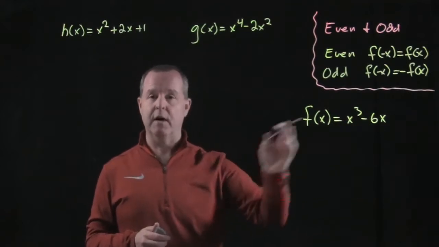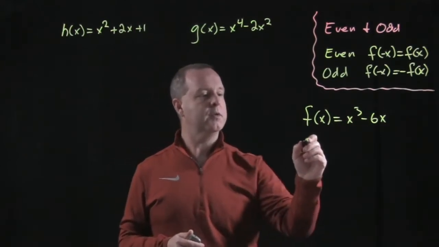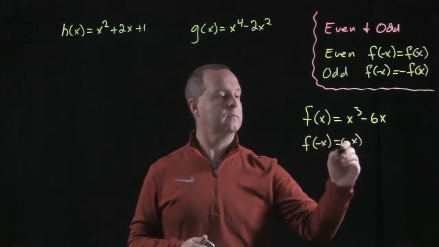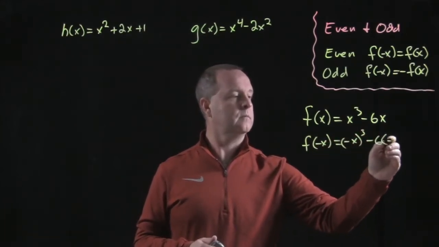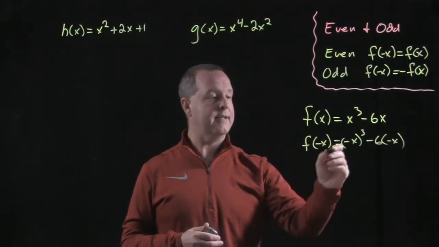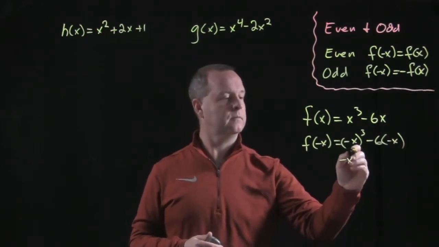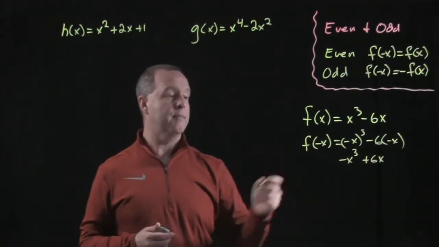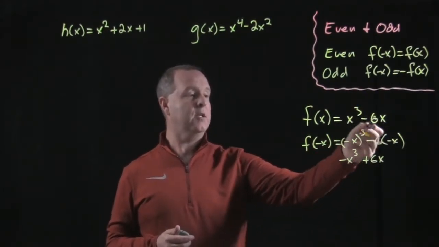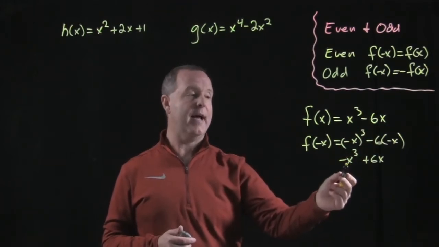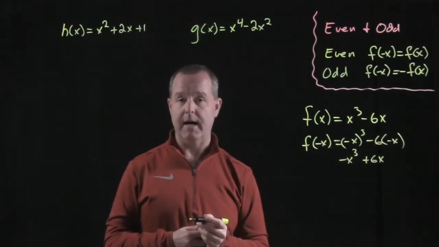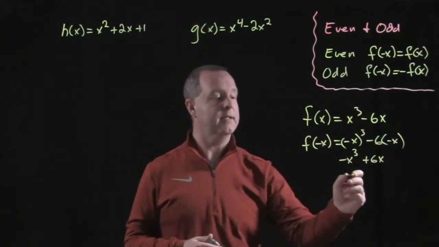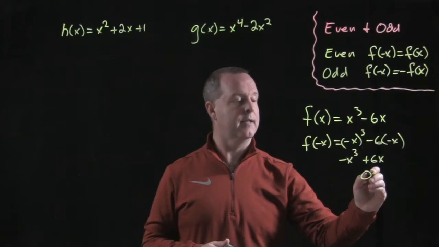So let's look at our first function, f of x. Rule says go ahead and evaluate it at negative x. Work that down. And I compare it with the original, x cubed minus 6x. Well, I noticed that every term changed signs. So in that particular case, it fits with this odd type of an idea. So this function is odd.